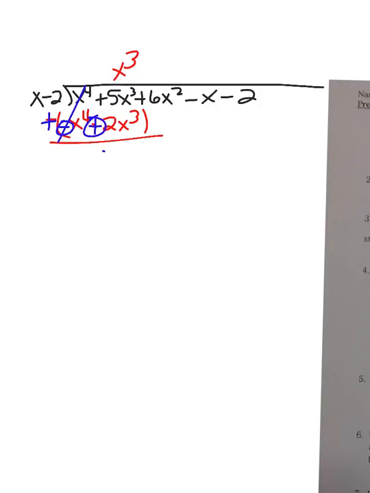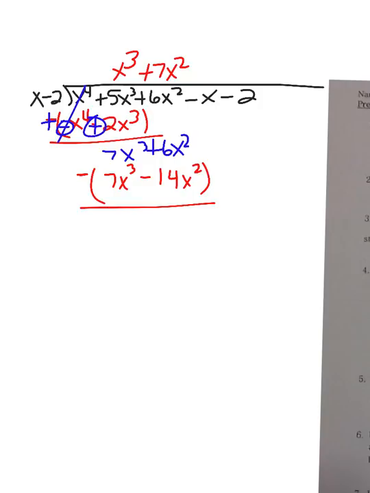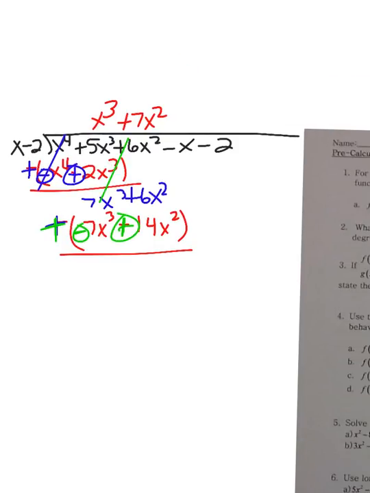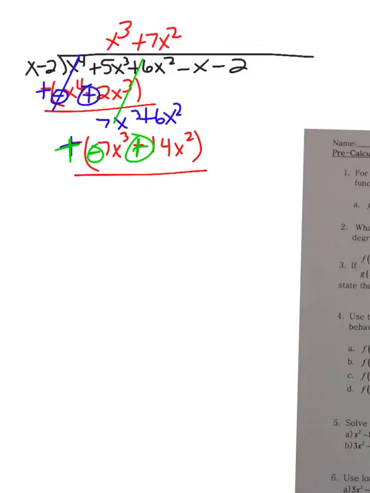X to the 4th cancels, and I'm left with 7x cubed, and then bring down the next number, which is plus 6x squared. X times what is 7x cubed? That would be 7x squared. Multiply down, I get negative 14x squared and positive 7x cubed. Okay, subtract, so this becomes plus, minus, plus. So the 7x to the 3rd cancels. And then I have 6x squared plus 14x squared is 20x squared.